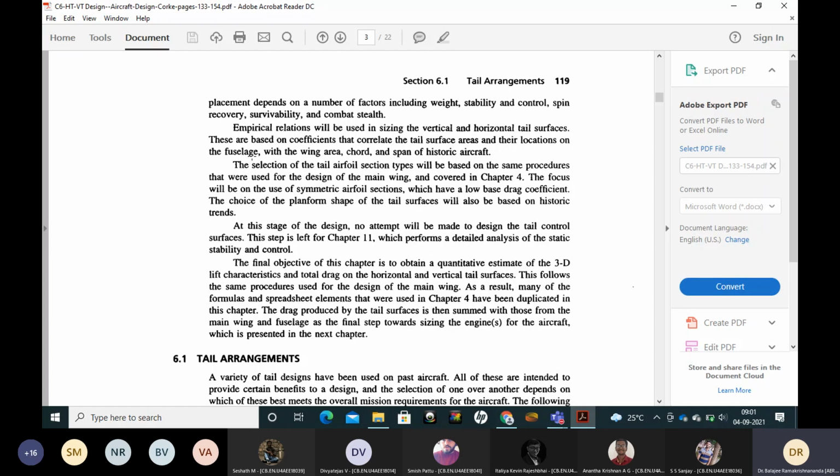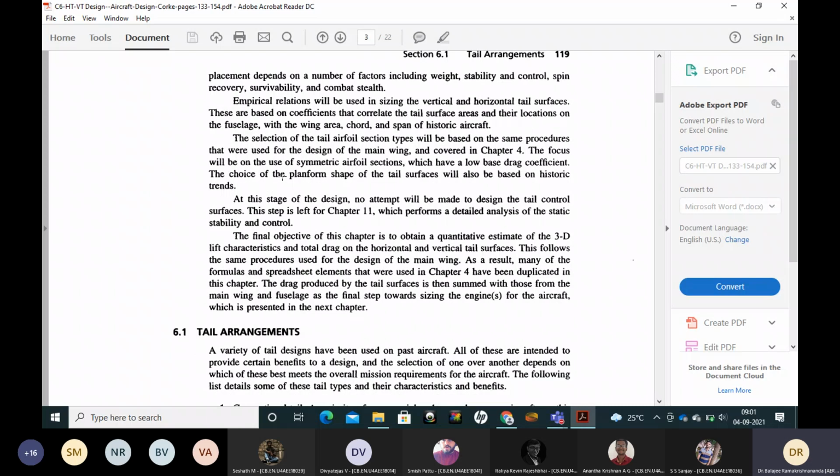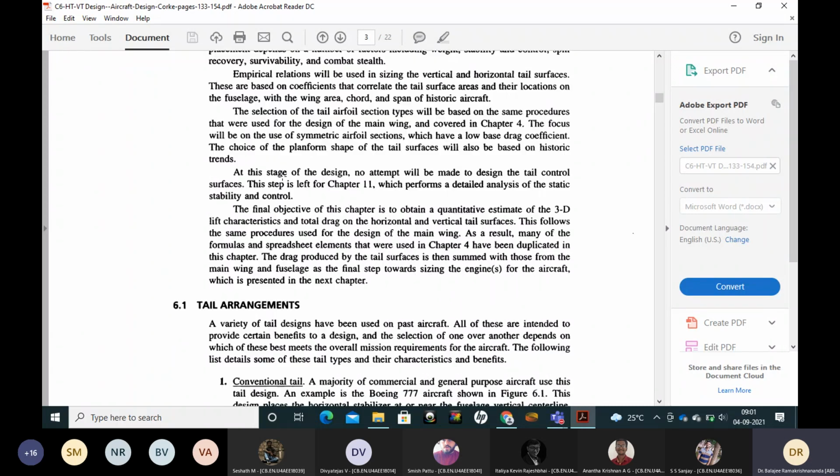So this just says that the selection of the tail design is very much like wing design. We will not be designing elevators, rudders, and ailerons at this point of time. We will do it later during static stability and control, chapter 11, which is your 10th or 11th exercise, let's see.